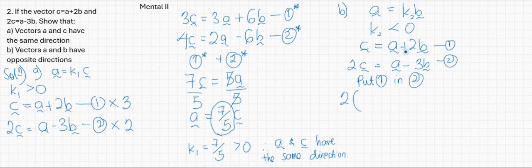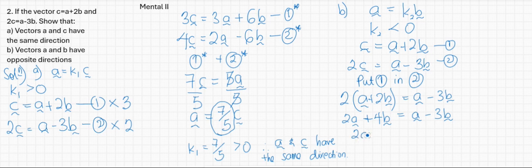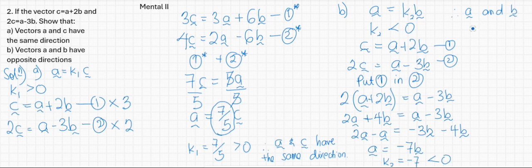So we are going to have 2 into brackets. What is c? a plus 2b. And that is equal to a minus 3b. So let's expand. We have 2a plus 4b is equal to a minus 3b. Let's group like terms. 2a minus a is equal to minus 3b minus 4b. This gives us a is equal to minus 7b. What do we see here? Our k2 is negative 7, and it is negative. In conclusion, therefore, a and b have opposite directions.